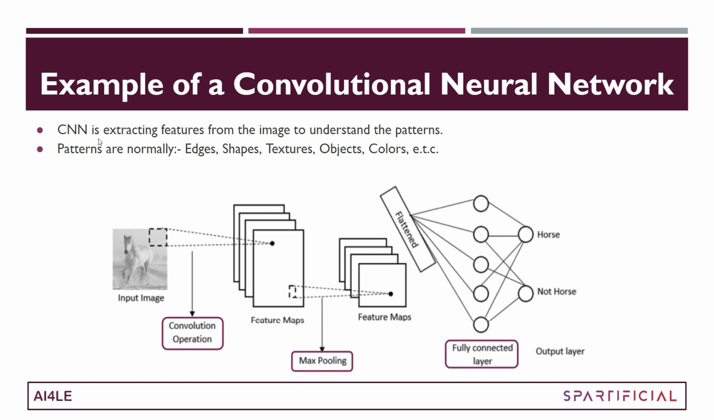Now, CNN is extracting features from the image to understand the patterns that are stored inside them. So these convolution operations and the pooling operations are going to help you understand what are the stuff present in an image. And these typical patterns are normally edges, different shapes, textures, objects, colors, etc. What is the exact idea of the convolution operation, pooling operation? Everything I'll be explaining to you in the upcoming videos. But I hope a clear picture of what a CNN looks like is clear to you.